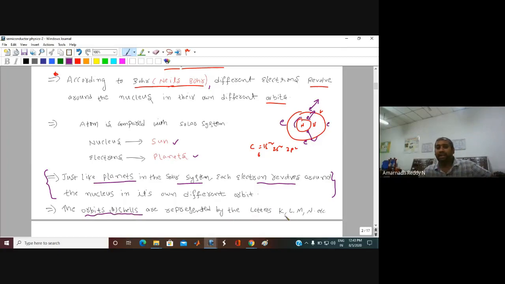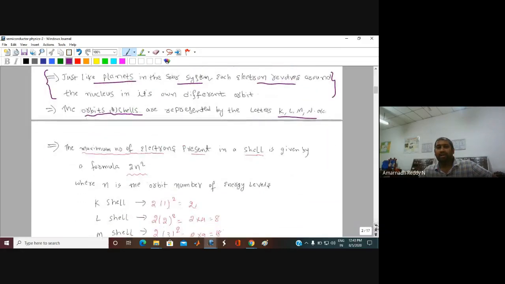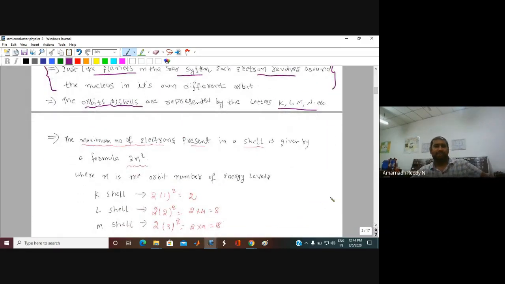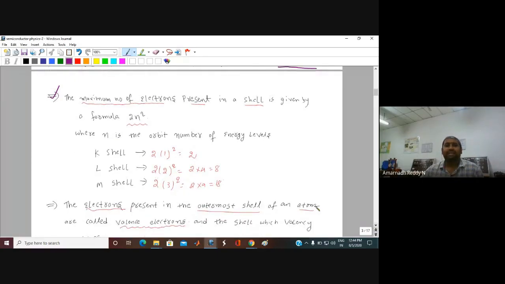Shells are represented by letters, K, L, M, N. The formula is 2n², which you already know, but I am saying it just for recall. The maximum number of electrons present in a shell is given by the formula 2n², where n is the orbit number or energy level: K shell, L shell, M shell.